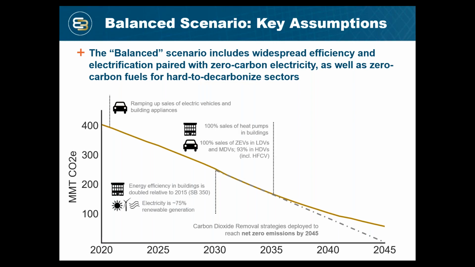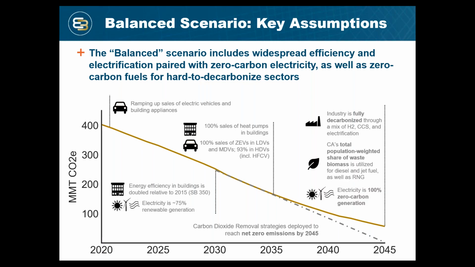What we're seeing is that by 2030, we achieve high levels of energy efficiency in buildings, as well as high levels of renewable generation. There is about 75% of generation being served with renewable energy in this scenario. By 2035, we're getting to 100% sales of heat pumps in both residential and commercial buildings, as well as 100% sales of zero emission vehicles in light duty vehicles and medium duty vehicles, 93% in heavy duty vehicles.